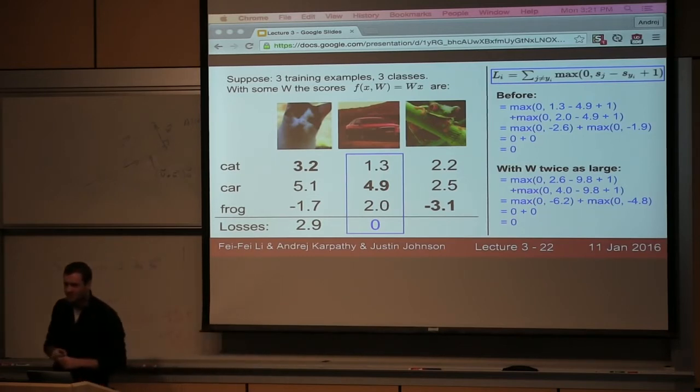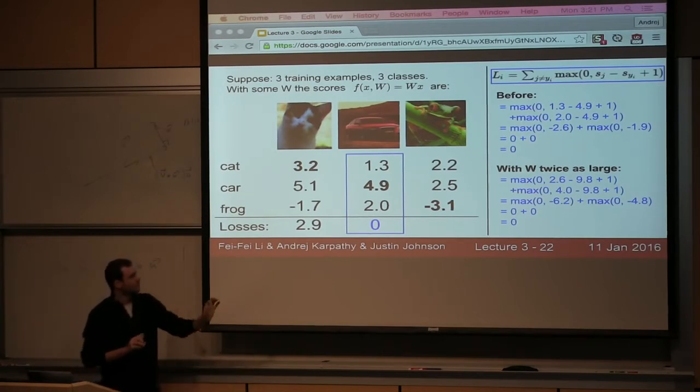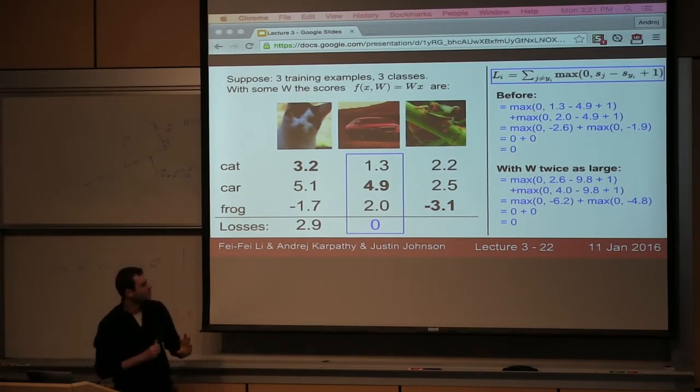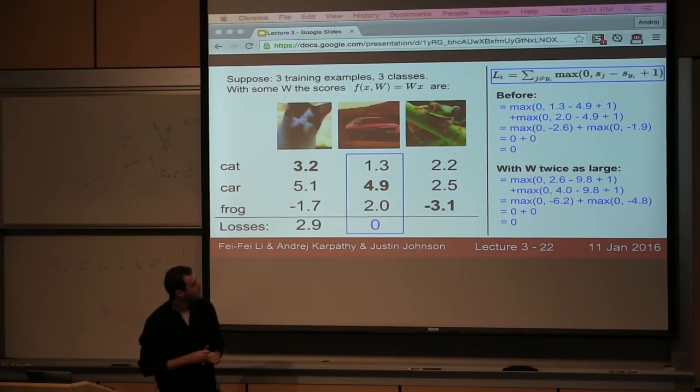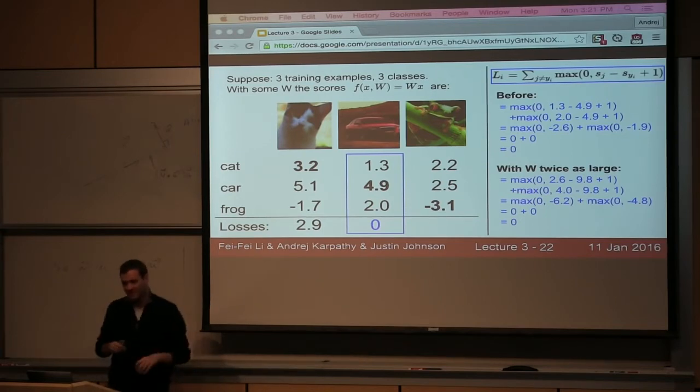Go ahead. Why does the alpha have to be larger than 1? So the scaling factor would have to be larger than 1 because, let's see, there's a margin of 1. Yeah, so there's that added margin of 1, which is complicating things.